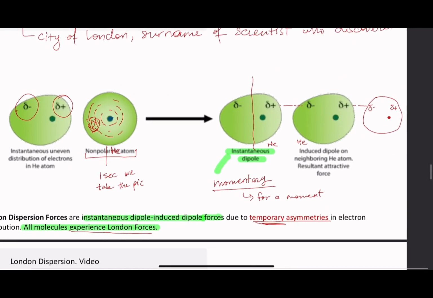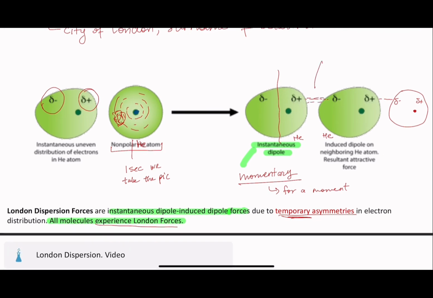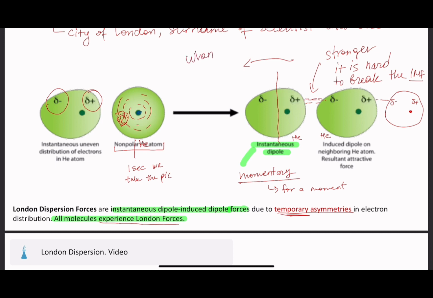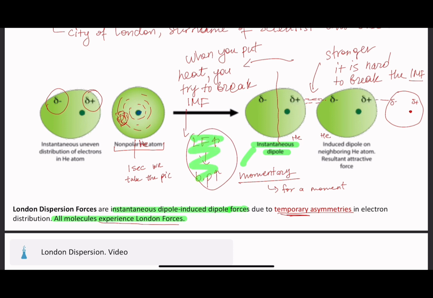When the bond here gets stronger, it is hard to break the bond, to break the IMF, which is intermolecular force. When you boil, when you put heat, you try to break the IMF, intermolecular force. But once your London force goes up, your boiling point will go up as well, because it is harder to break those bonds. Is this clear? I hope it is clear.